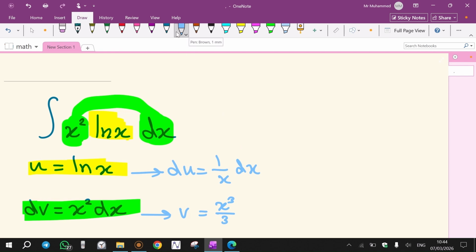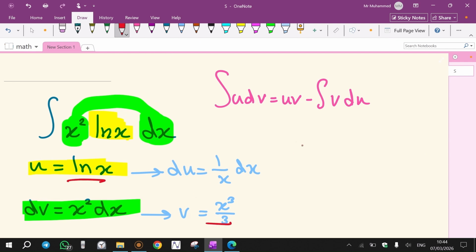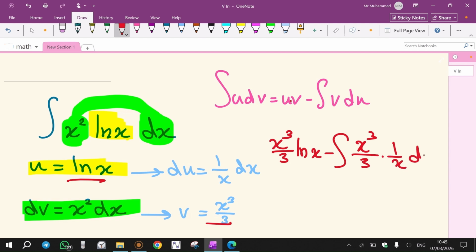Now, we just apply the rule. Integral u dv equals uv minus integral v du. Now, uv, multiply them. X power 3 over 3 times ln x. Order doesn't matter. It's multiplication, so I can write vu: x power 3 over 3 ln x minus, always the integral part is easy, v du. V is x power 3 over 3 multiplied by du, which is 1 over x dx.